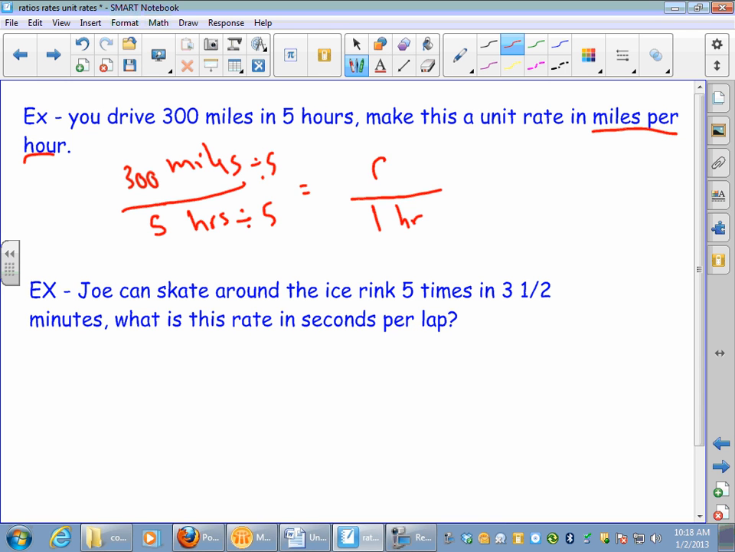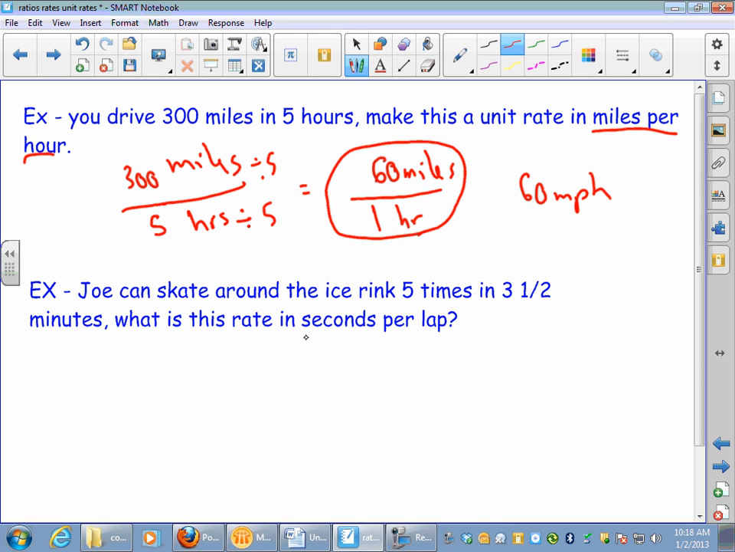300 divided by 5 is 60. So as a unit rate, if I can drive 300 miles in 5 hours, that's the equivalent of driving 60 miles in 1 hour. And this would be my unit rate because it has a 1 on bottom. We could also write it as 60 miles per hour. Remember I said, you see that per, that means for 1. So that means you do 60 miles for 1 hour.